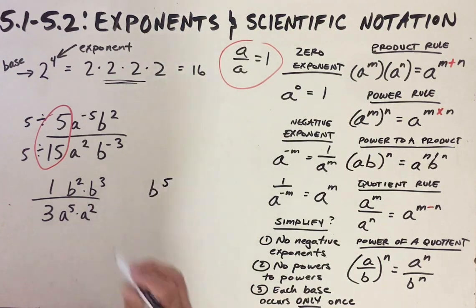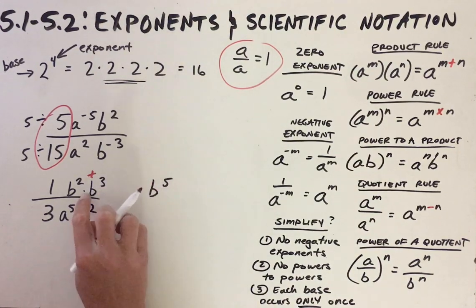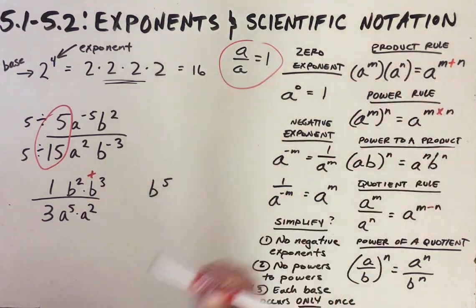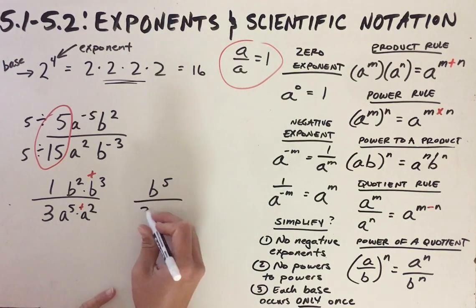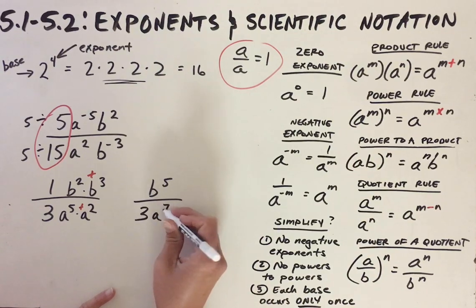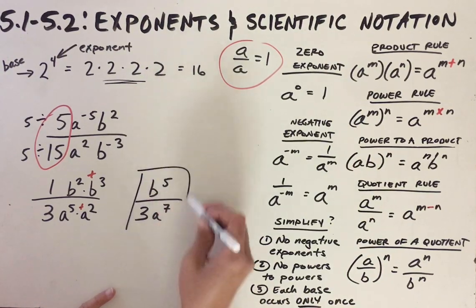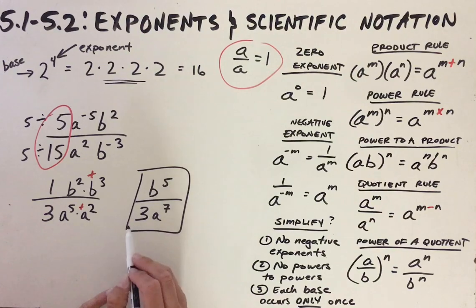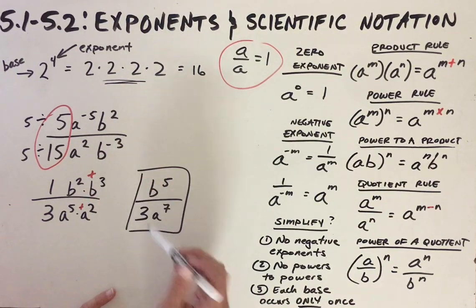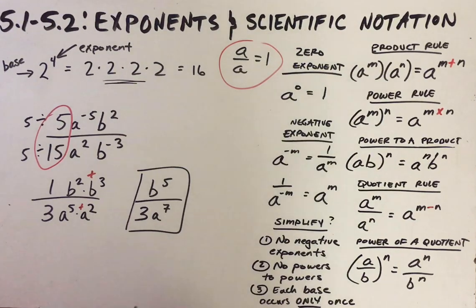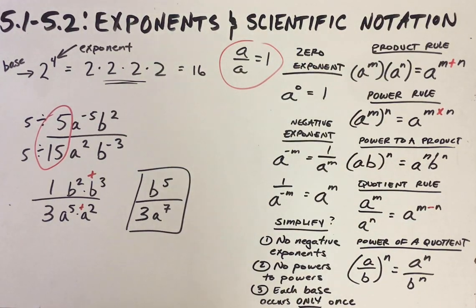The relationship of these b's is addition because they are being multiplied, and product means multiply, so I'm going to add the exponents. Same thing here. So I'm going to have b to the 5th over 3a to the 7th. This is all the way simplified because there are no negative exponents, the constants are simplified, I see each base only once, and there's no more powers to powers. Okay, so that is what you would do with negative exponents.